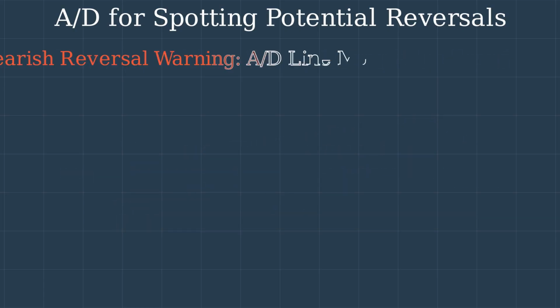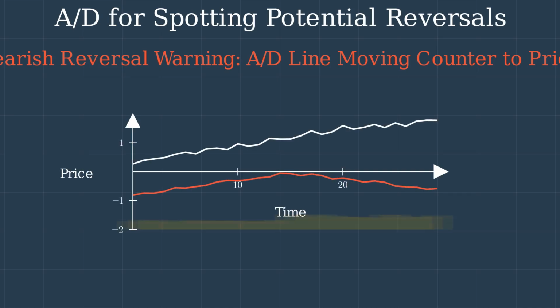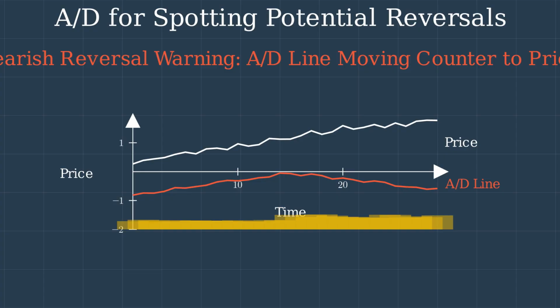An even stronger reversal signal occurs when the AD line begins to move counter to the prevailing price trend. In this bearish example, price continues making higher highs, but the AD line has begun to decline. This indicates distribution is occurring while prices are still rising. Smart money may be selling into strength, often a precursor to a bearish reversal. Note the increased volume, suggesting heavy selling disguised by the rising price.